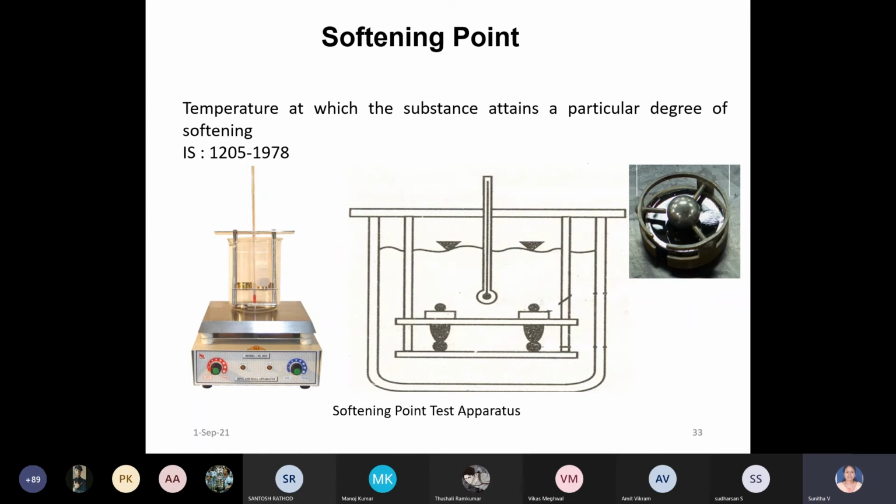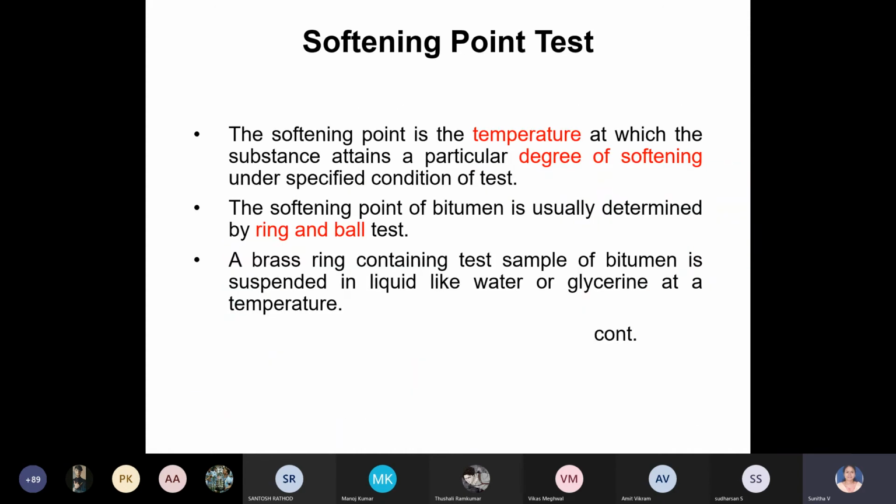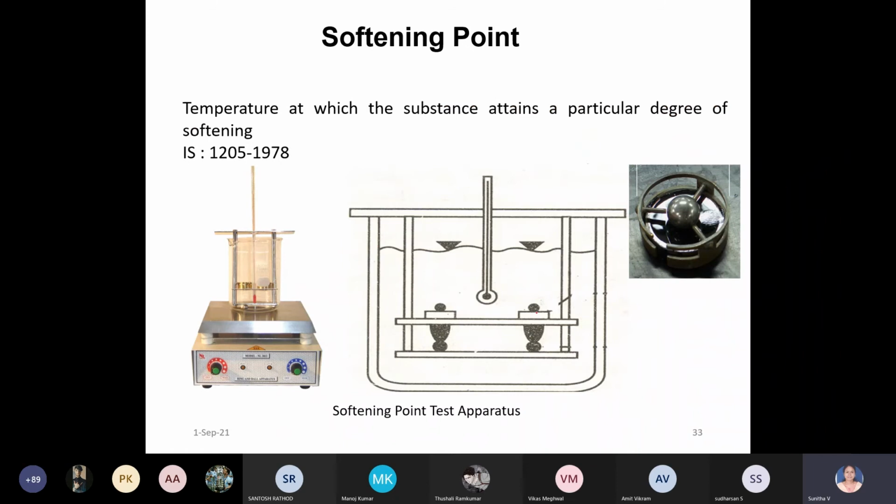It's called the ring and ball apparatus. Okay. This is called the ring and ball apparatus. Why is it so? Because of this setup, what is shown here. You can see a ring here, a ring is there, and a small ball is here. That's why it's called the ring and ball apparatus.